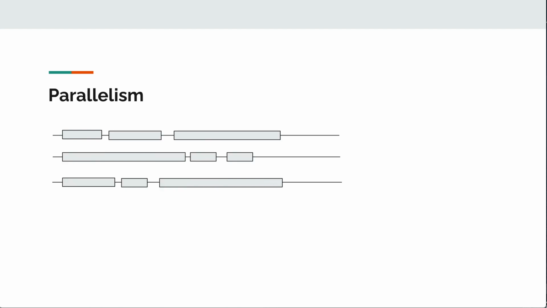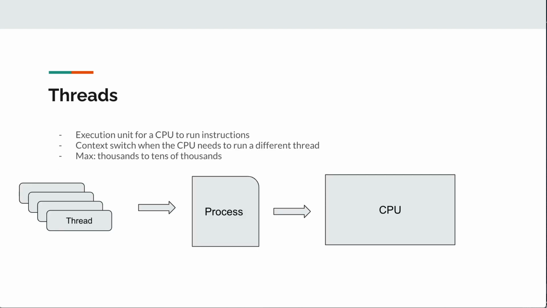Now, what is parallelism? Parallelism is when multiple tasks can run at the exact same time and their times do overlap. So as tasks start and stop, they can overlap the other ones. Each of these lines might represent a system thread in the OS that you're running in. Threads are execution units for a CPU to run instructions.